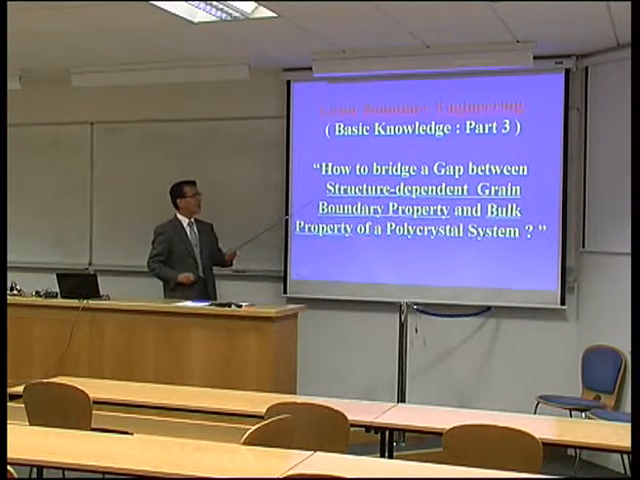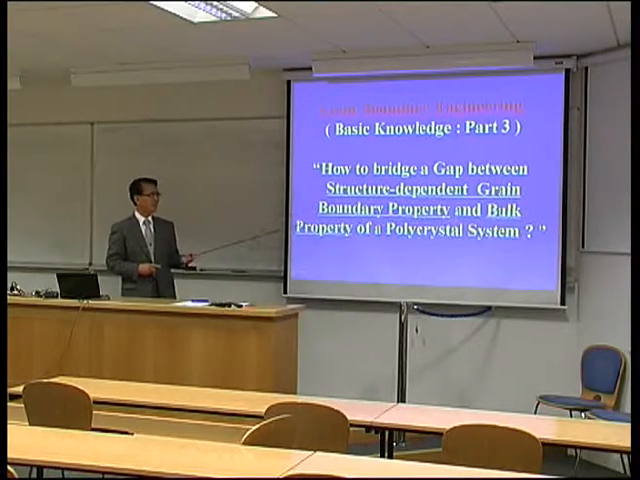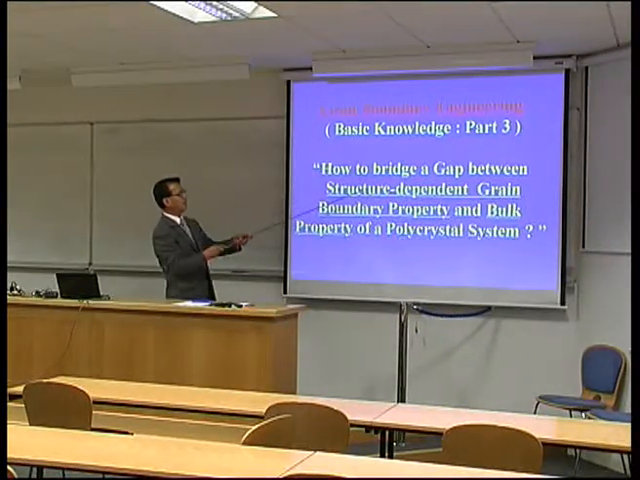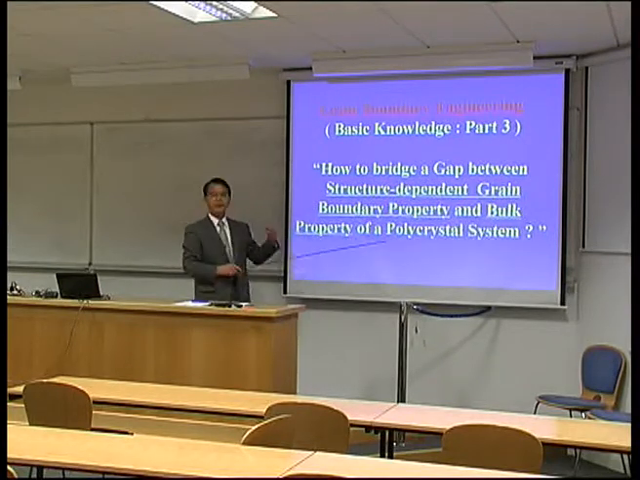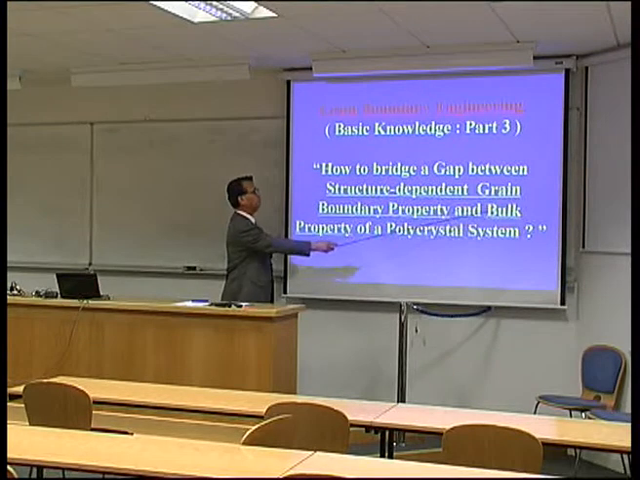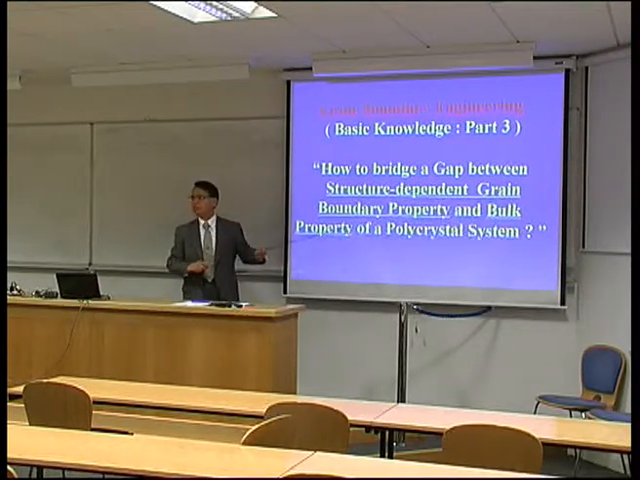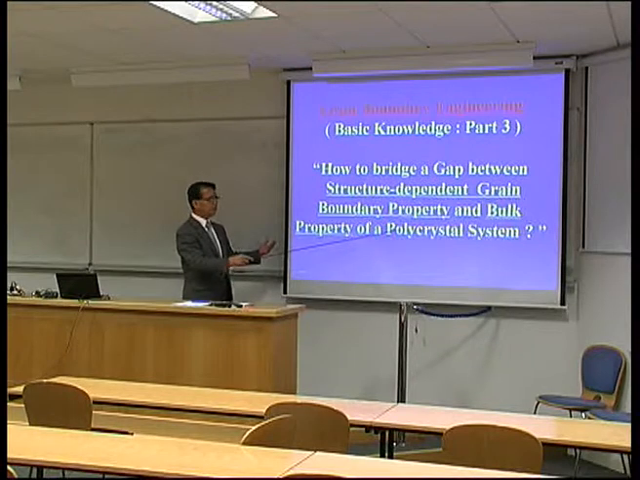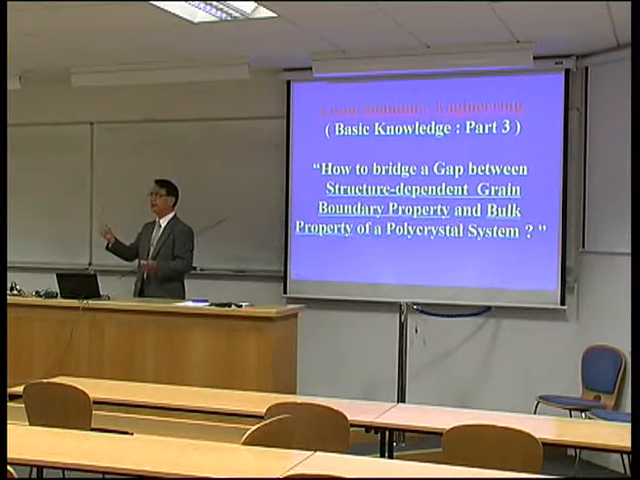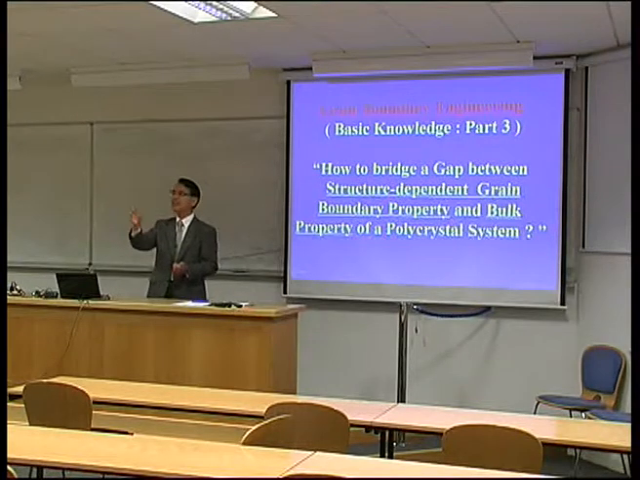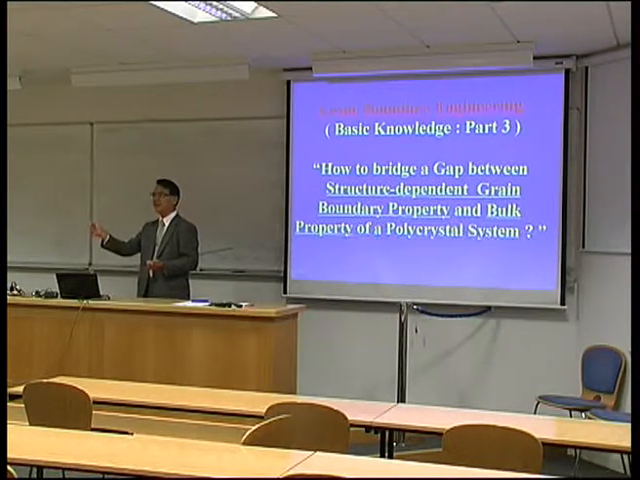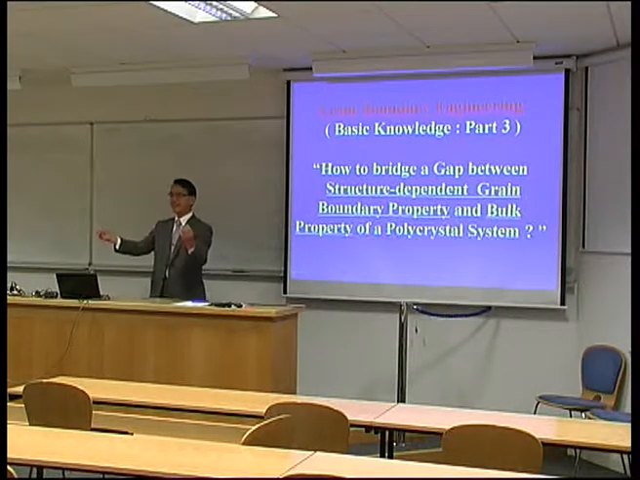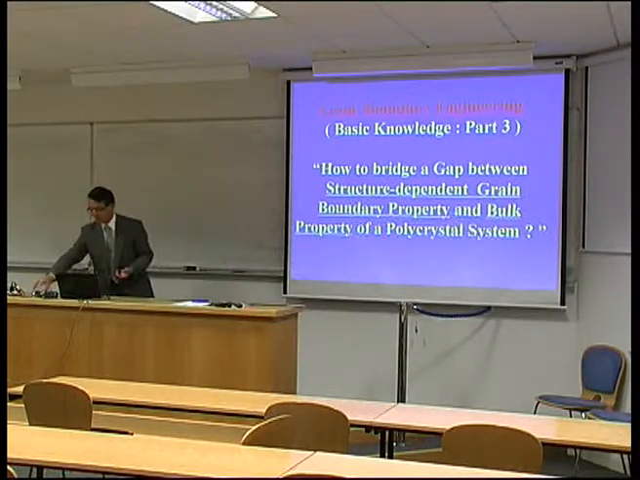But the second important issue is how to bridge the structure-dependent property of individual boundary to the bulk property of polycrystalline material. This is the second part. Because the polycrystalline material contains a huge number of grain boundaries, but an individual boundary has its own character, structure, and property. So, how can we combine or bridge individual to bulk? This is what I'm going to speak about today.